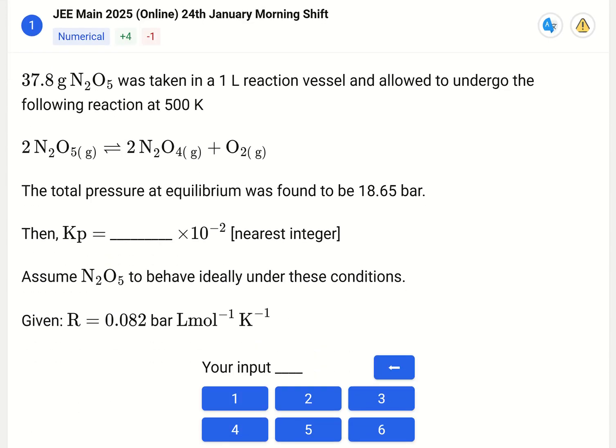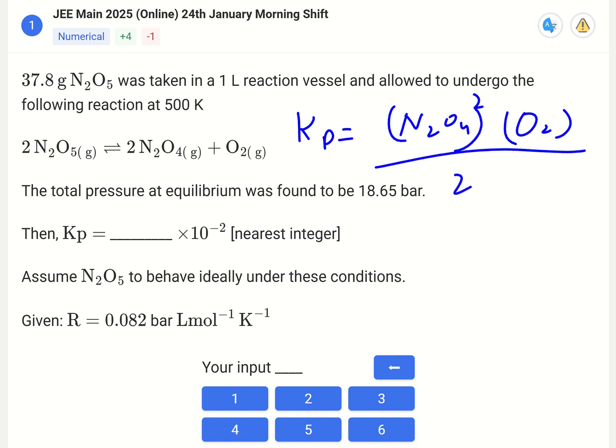Integer type first question, we have got 37.8 gram of N2O5 was taken in 1 liter reaction vessel and allowed to undergo the following reaction at 500 Kelvin. 2 N2O5 gives this. Total pressure was this. Kp we need to find. Now Kp will be equal to N2O4 raised to power 2 into O2 divided by N2O5 raised to power 2. Also Pt is given, so Pt will be something plus something like this.